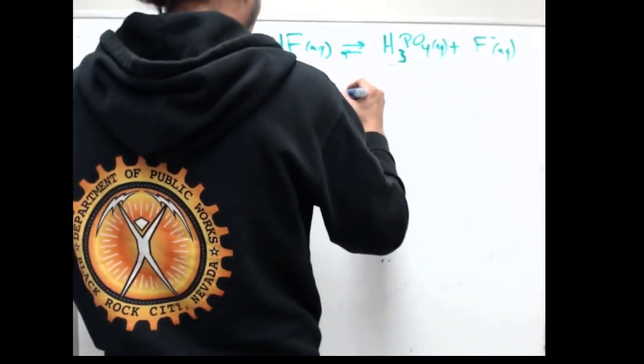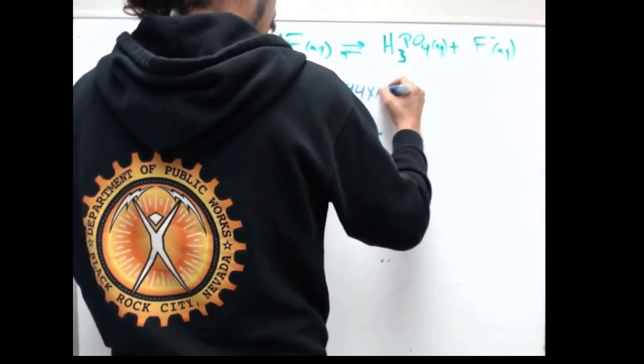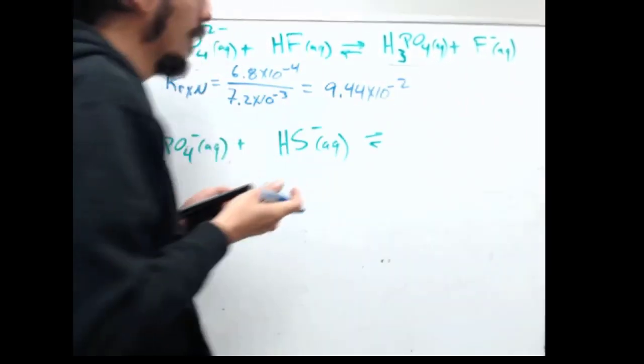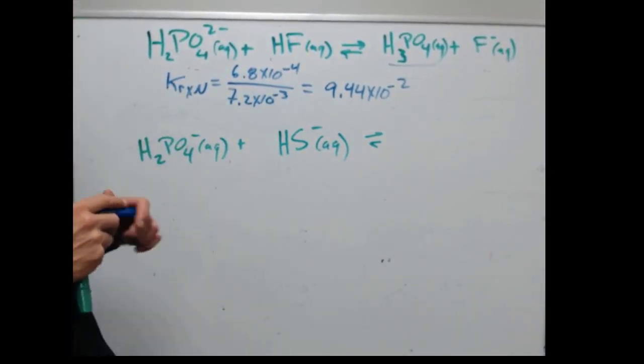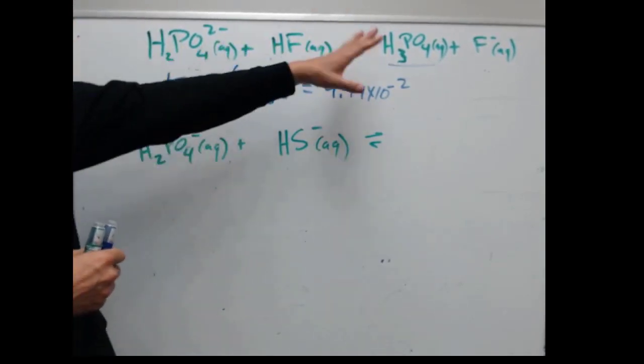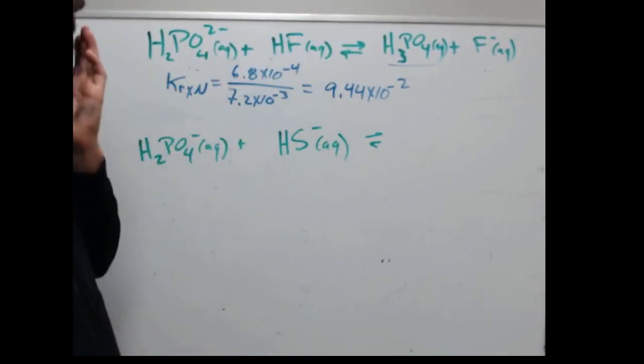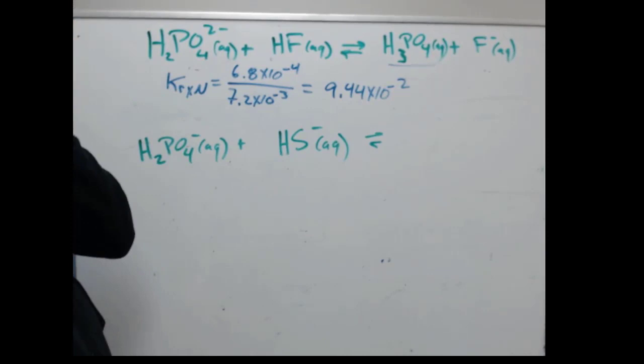And we get a value of 9.44 times 10 to the minus 2. Now, again, interpretation becomes the important part here. I know you can divide two numbers. You can identify weak acids. So the interpretation here is what's going on.